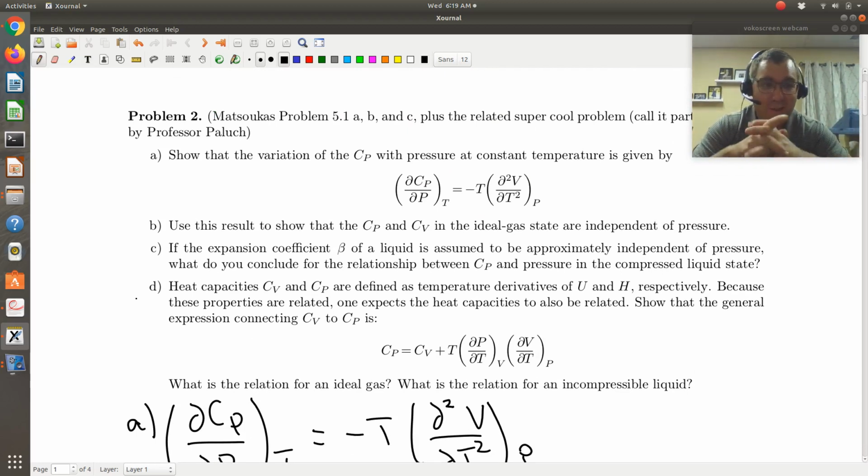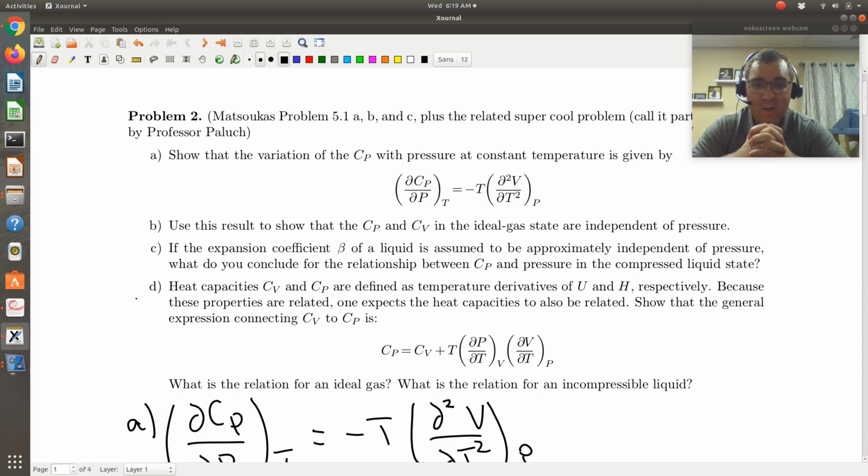All right, and so that was cool. Starting from essentially the combined statement of the first and second law of thermodynamics and a little bit of calculus, we were able to prove that relationship, which tells us how Cp changes with respect to pressure at a given temperature.